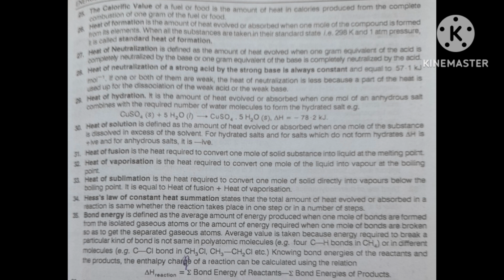57.1 kilojoule per mole. If one or both of them are weak, the heat of neutralization is less because a part of heat is used up for the dissociation of the weak acid or weak base.